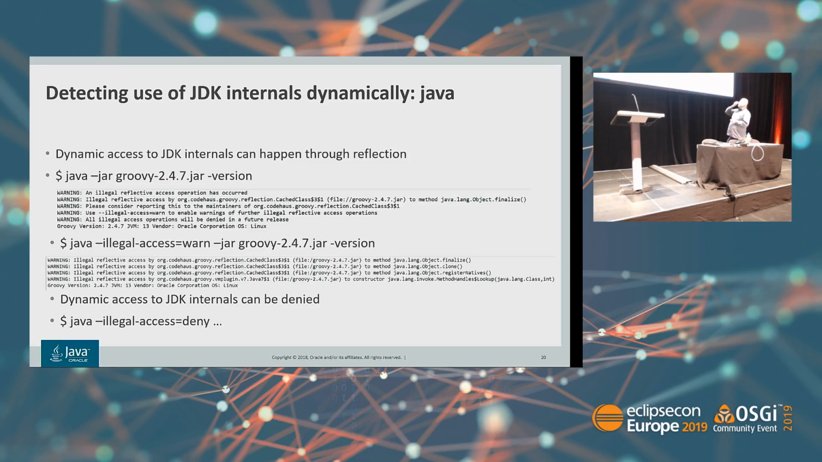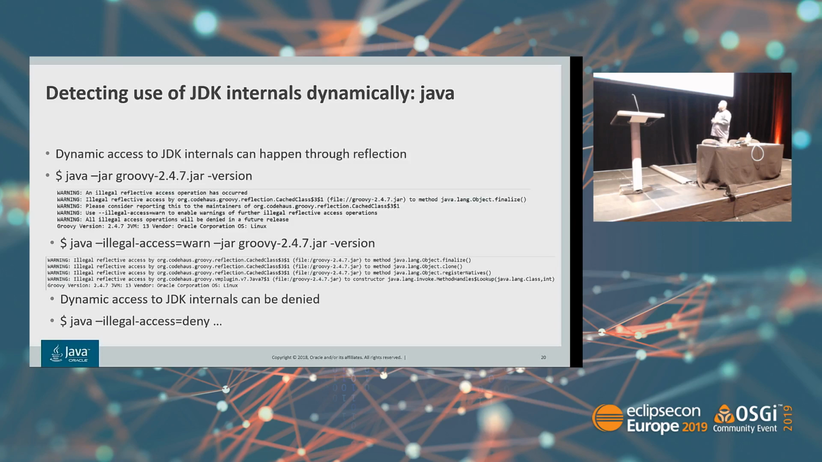So, for example, when you run Java with Groovy 2.4.7 and ask it to output its version, it'll output its message, and you may be going, well, that's weird. So you enable the warn flag, and then Java will tell you, well, it tries to access finalize and clone and Object.registerNatives, whatever that is. That's not part of the Object API, and a bunch of stuff like that. It still works, but because those are JDK internals, they can change, and in particular because access to JDK internals tends to be limited over time, and maybe denied in the future, it is something you want to be very careful about.